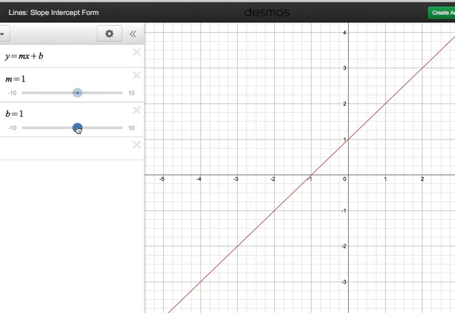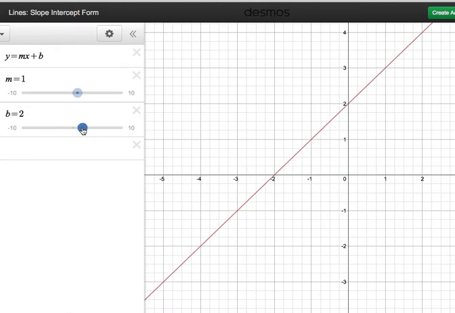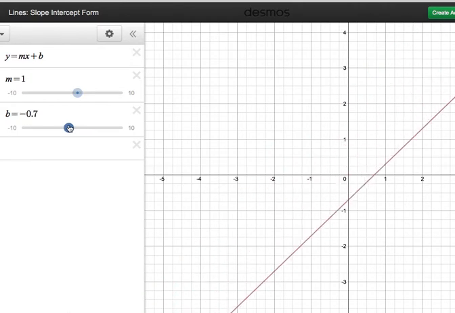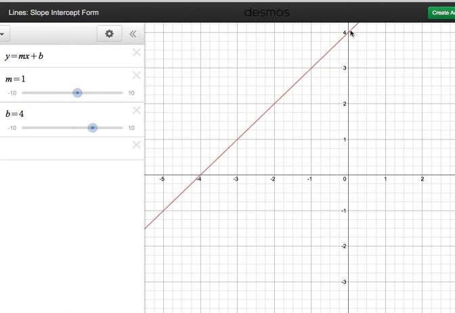Right now I'm just going to investigate the b. If I change the b to any value, it actually moves the entire graph up and down. So here this is plus 2. Here it's minus 1. Here it's minus 4. Here it's plus 4. So really what you're changing here is the y-intercept.